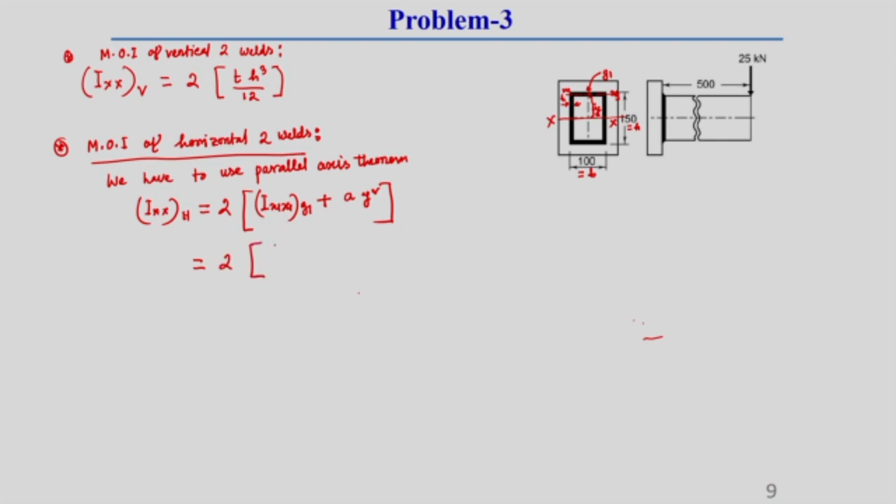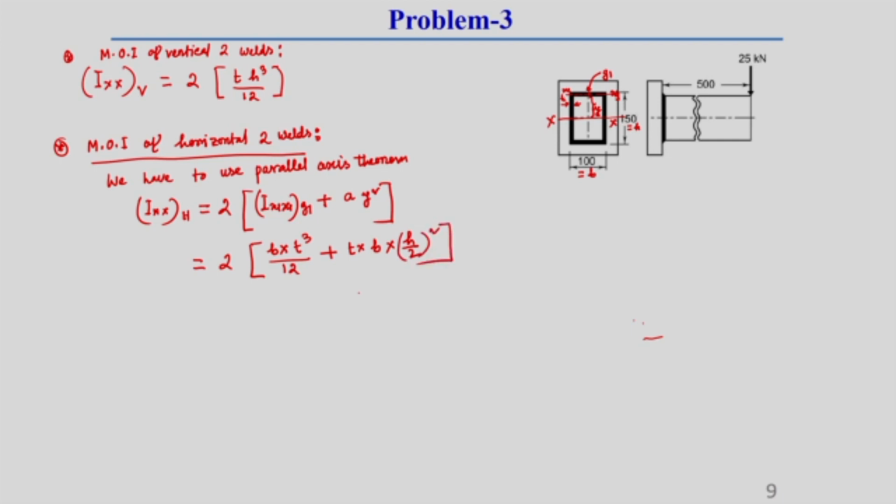Okay. So, this will be equal to, directly I am putting here, Ix1 will generally be B into T cube divided by 12, plus the area of this weld, small a, which will be T into B, and y will be h by 2, you can say (h by 2) square, correct.